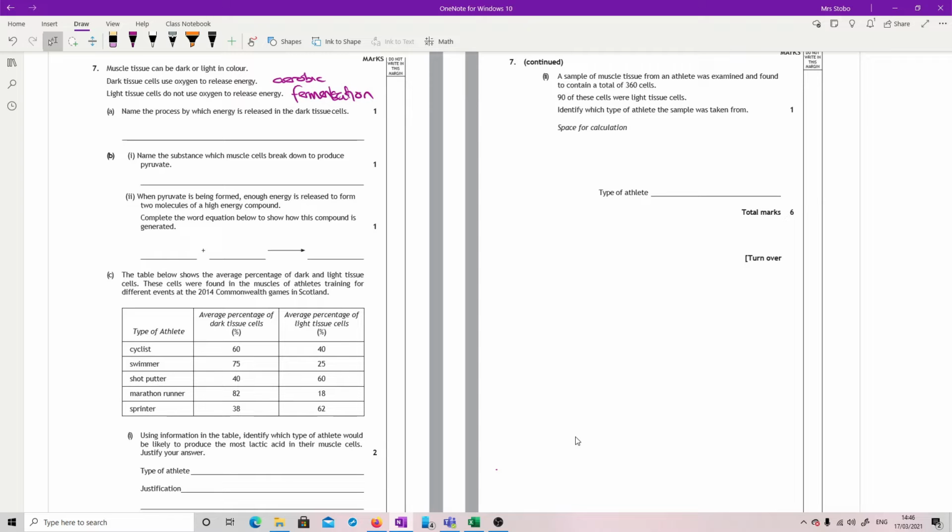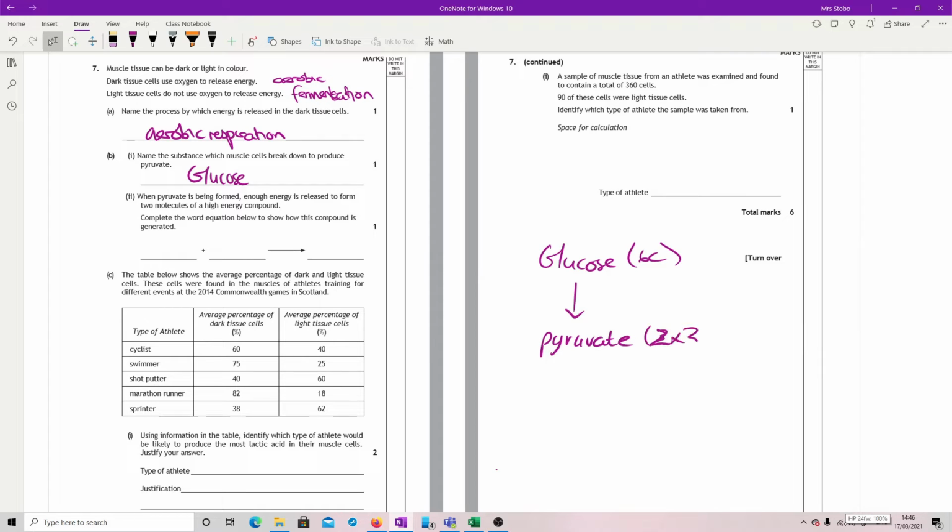Fermentation, sorry, dodgy spelling. Name the process by which energy is released in the dark. Well, you've already done that. That's aerobic respiration. Name the substance which muscle cells break down to produce pyruvate. So that's glucose. Okay, because that's your glucose goes to pyruvate. So that's a 6 carbon. And that's, you'll get 3 carbons. And then your pyruvate, you decide whether that goes aerobic or whether that goes into fermentation.